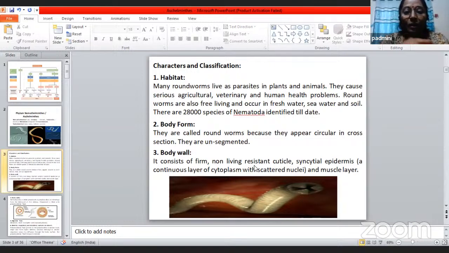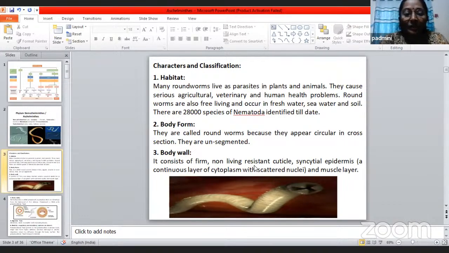Body wall: non-living resistant cuticle. The body is covered by cuticle again. Why cuticle? Yesterday, again, I said they have to protect themselves from the host's digestive juices, because digestive juices contain hydrochloric acid, amylase, and lipase. All these might kill the skin layers. So to avoid the digestive juices of the host, these worms have to have a thick cuticle so that they can survive in the environment inside.